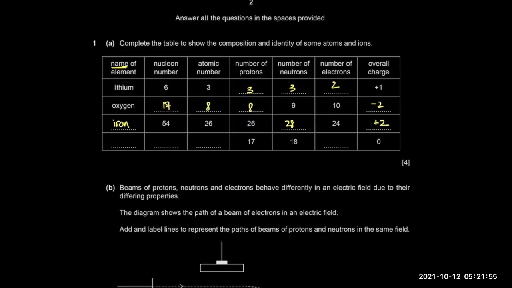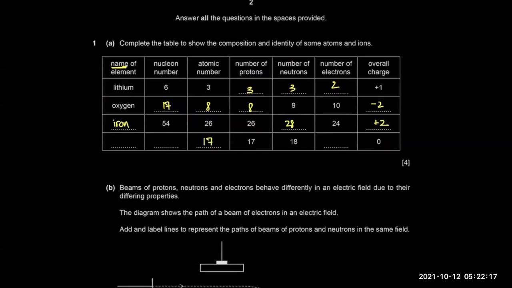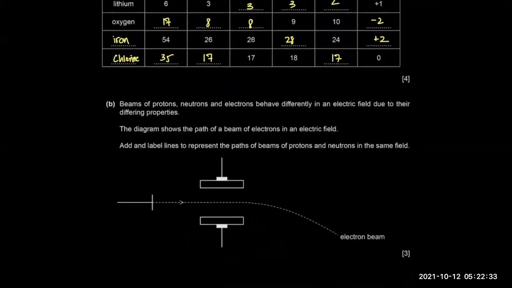2. Okay. And then the last one we have is atomic number 17, or proton number 17. Ye kiska hota hai proton number? 17 is chlorine, correct? Right here, chlorine. So we go back and say we got chlorine over here. Nucleon number kya hai iska? 17 protons, 18 neutrons, so that's 35. And number of electrons is the same as protons because it's neutral. Its charge is 0.